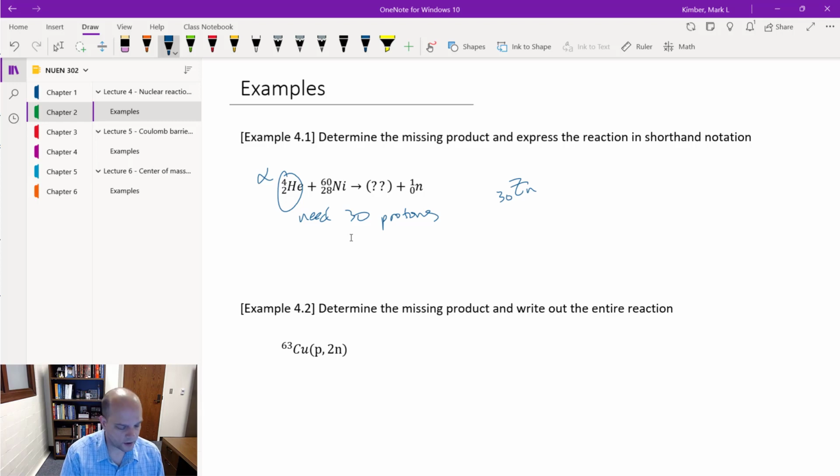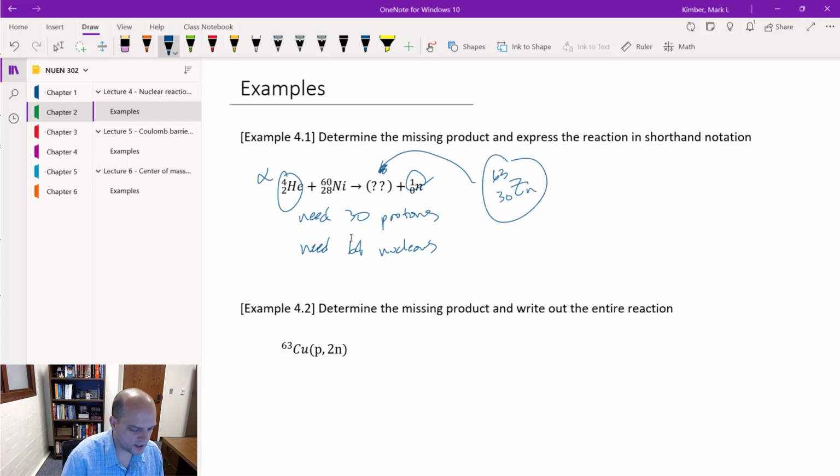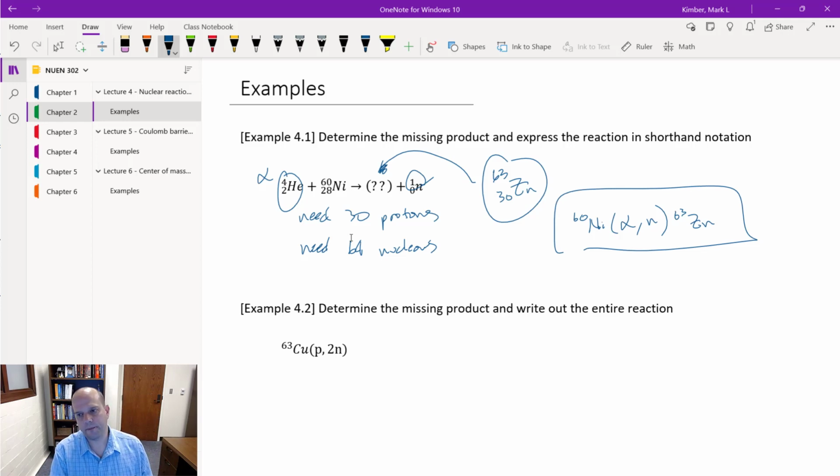And then my total number of nucleons, I need 64 nucleons, since it's 60 plus 4. And so this will become zinc-63, because I have one neutron on the product side. And so this is what fits into the blank there. If I want to write this in shorthand notation, then this becomes nickel-60, with the alpha as my projectile, and the light particle coming out is a neutron. So that's how I would write that.